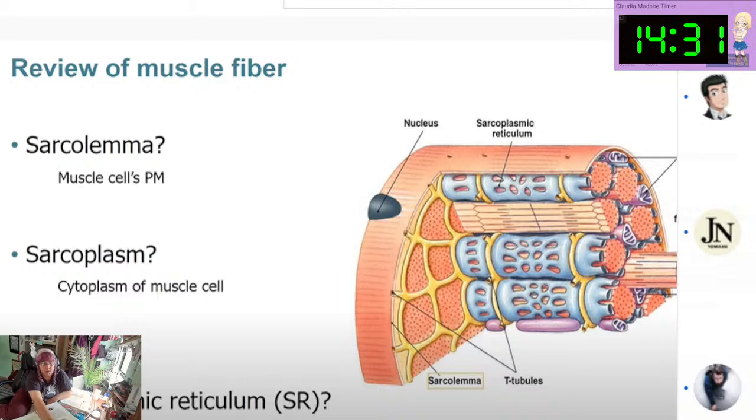So, whoa, that's kind of off-centered, isn't it? Let me fix that. What the hell?